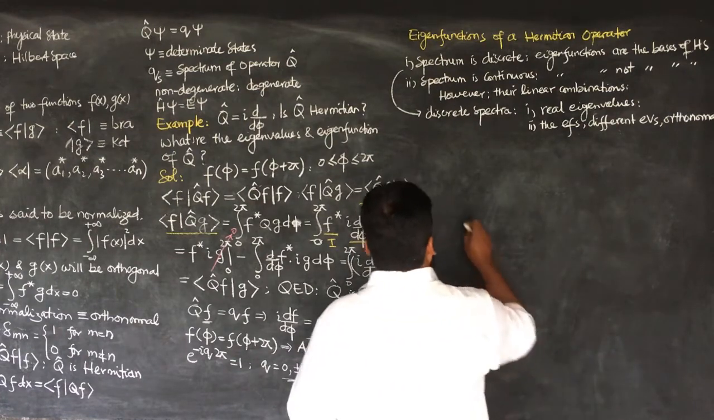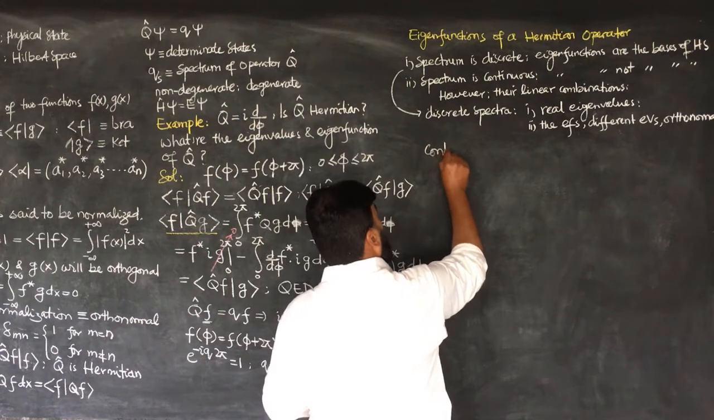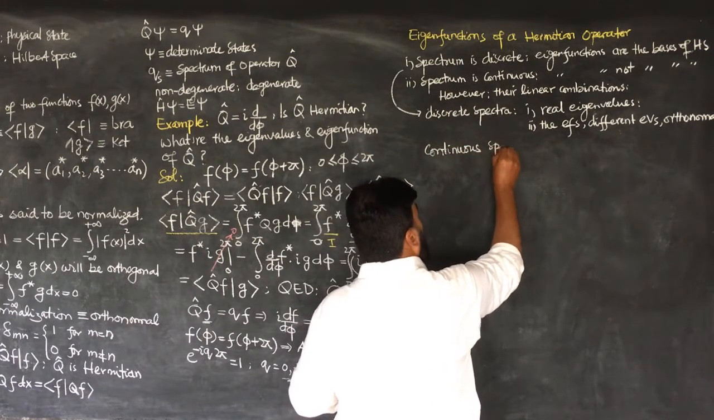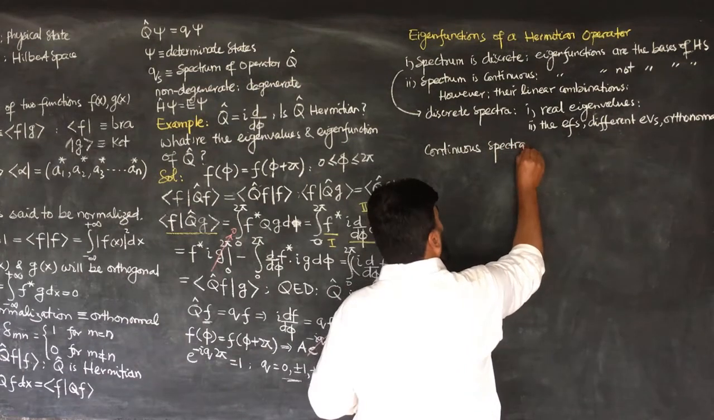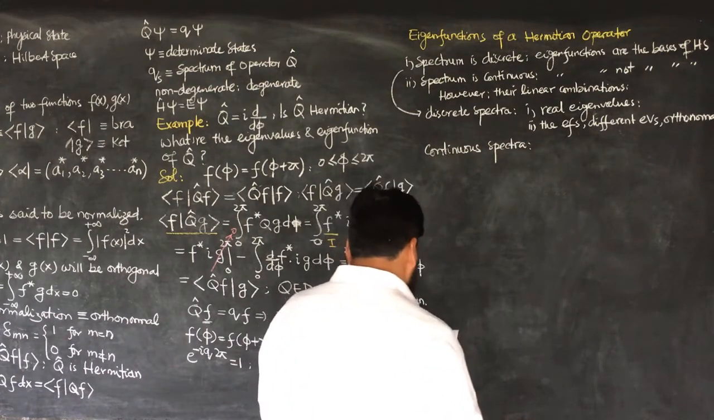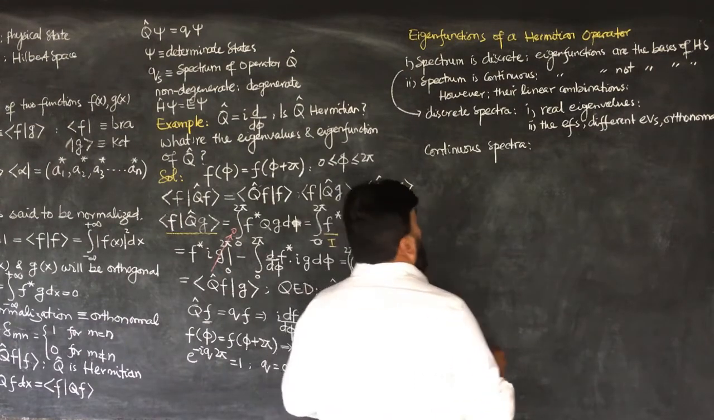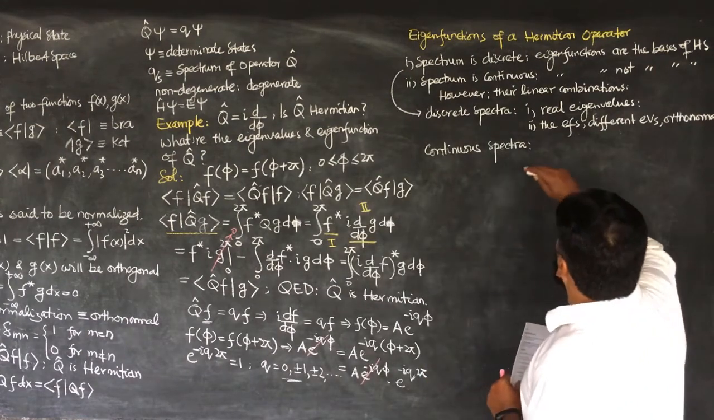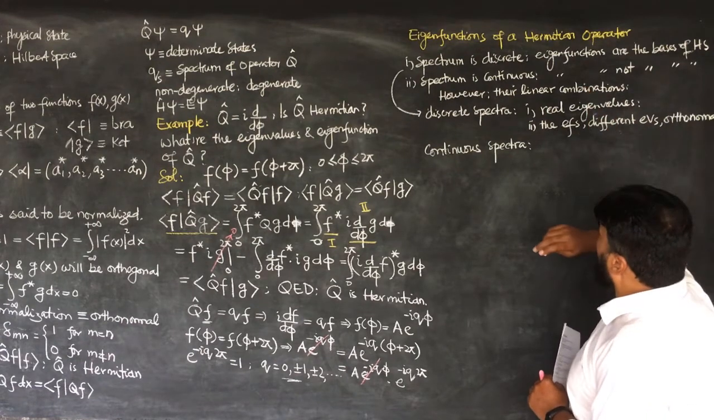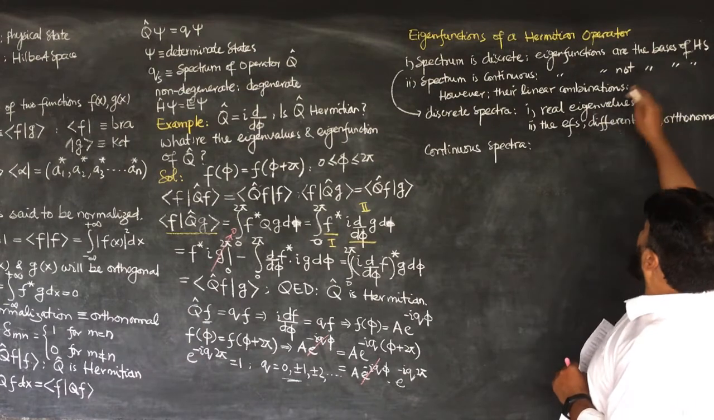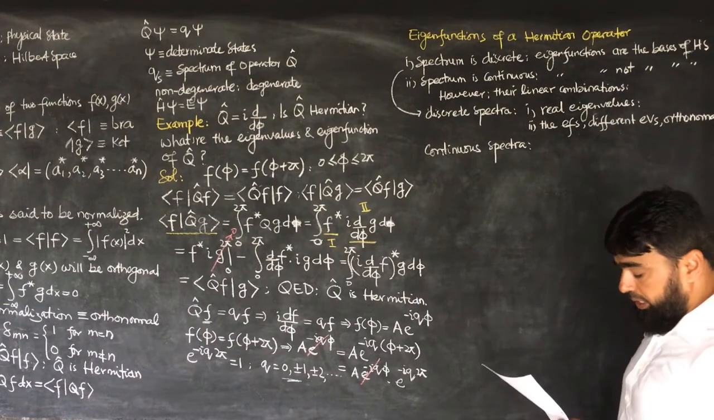Now, in case of continuous spectra, as we discussed for the free particle in momentum space, the eigenfunctions are not orthonormal, and they cannot behave like the basis of Hilbert space.